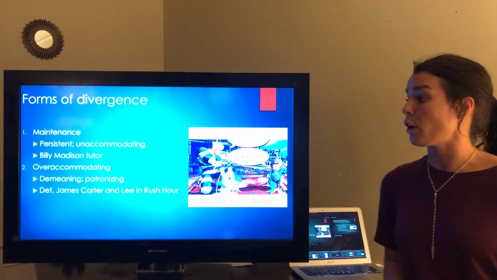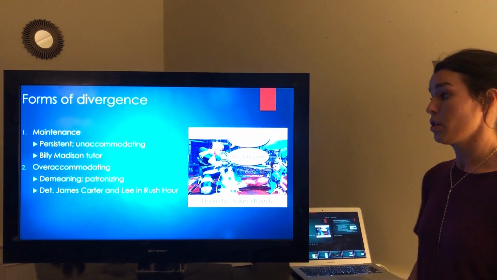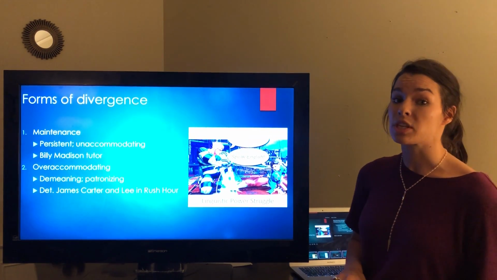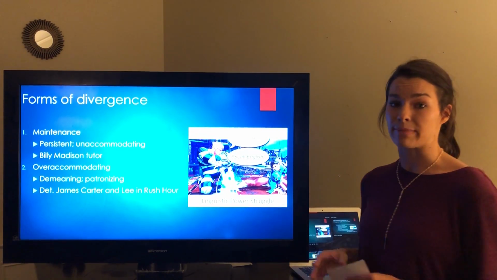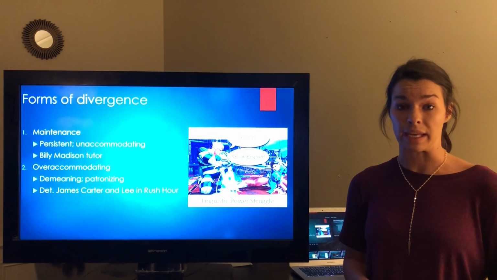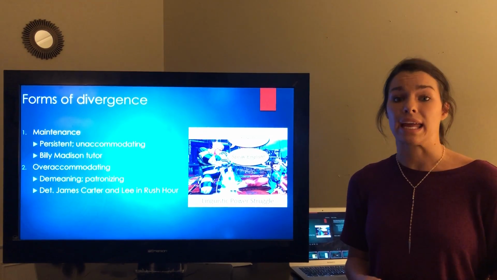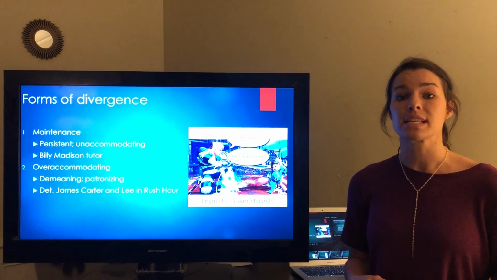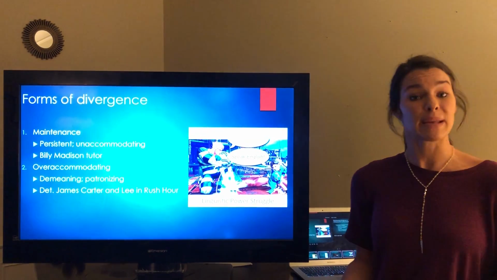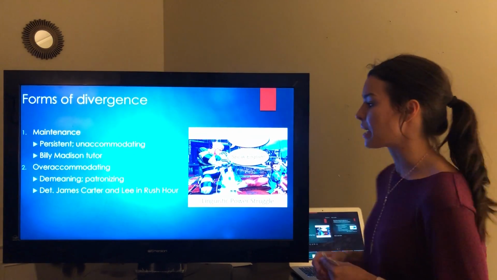Second is over-accommodating. It can be seen as demeaning and patronizing. A great example of that would be Rush Hour, with Detective James Carter and Lee. Lee is an Asian man. When Detective James Carter tries to communicate with him, he is really loud and slow with his words in hopes that he'll understand. But really, Lee speaks English, and so it just comes off as demeaning and patronizing.